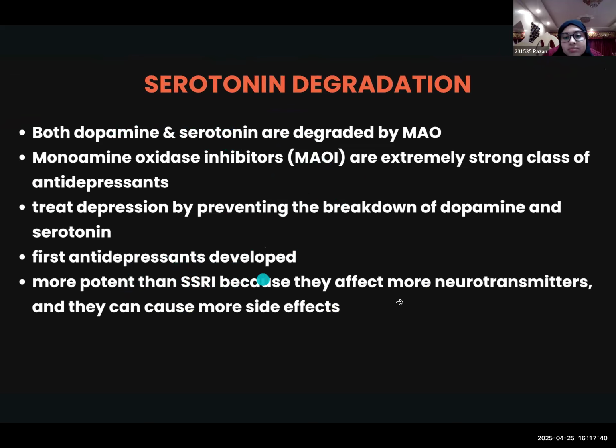Instead of them, we can give SSRIs to also do the same job, but they only act on serotonin. They just increase serotonin by inhibiting its reuptake. So instead, they prefer to use MAOIs because they act broadly. They prevent the breakdown of dopamine, serotonin, norepinephrine, and these things. Okay.